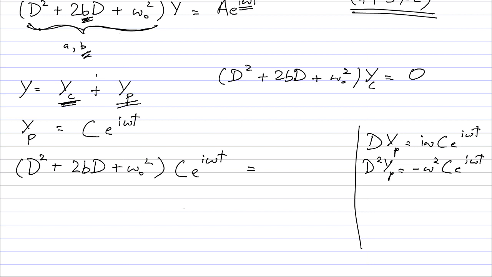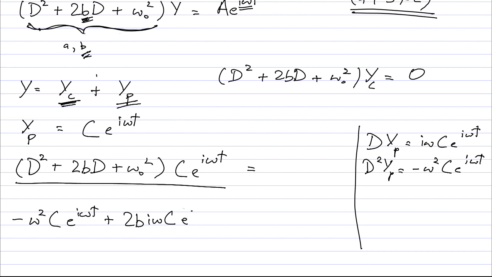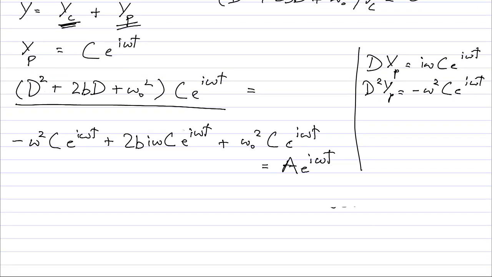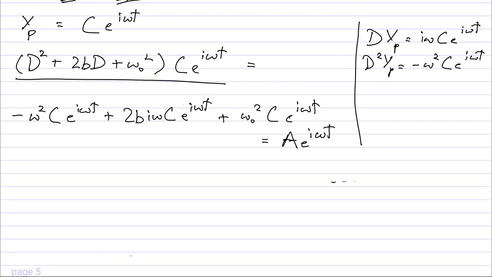Okay, right, so this whole thing becomes equal to minus omega squared C e raised to power i omega t plus 2b i omega C e raised to power i omega t plus omega naught squared C e raised to power i omega t, and this whole thing of course has to be equal to A times e raised to power i omega t. Since this has to hold true for all times t, I can just remove these exponentials, and I can just solve for C.